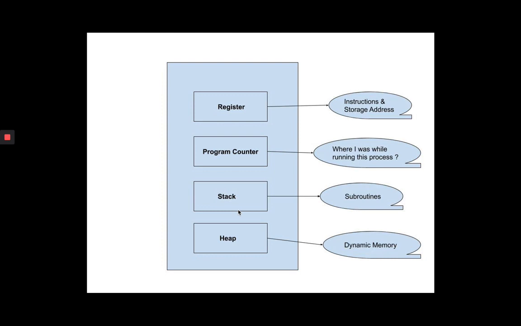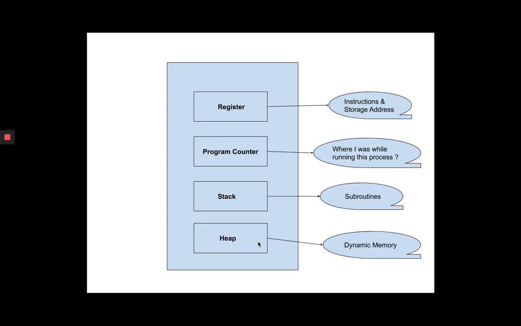Then there is a stack, where we have all the subroutines. To be more specific, if you have done recursive programming, you might have seen that. And then the heap is for dynamic allocation, so basically you are assigning some values and creating some variables for that, so those things happen here.